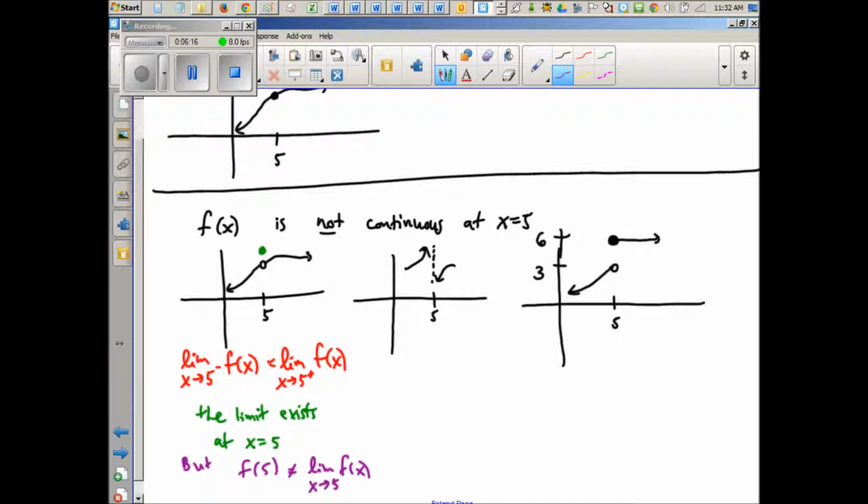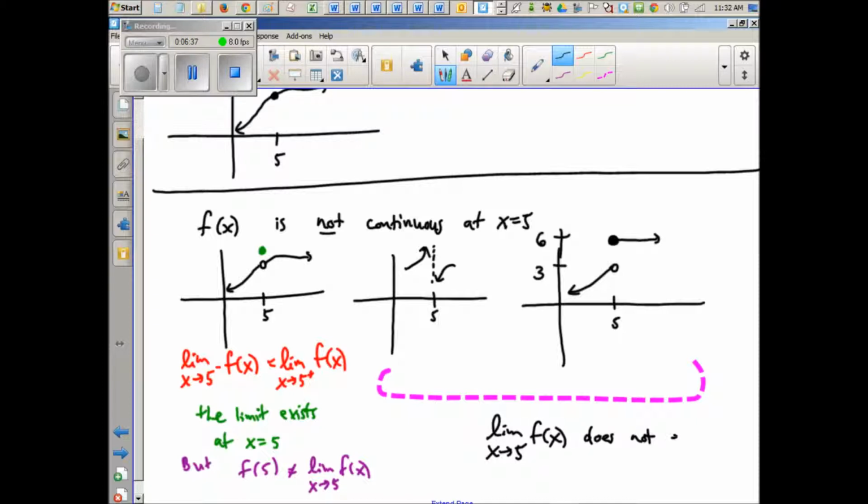Right? Now the other two are a little more broken. These two graphs both don't even have a limit. Right? The limit at 5 does not exist. So the limit as x goes to 5 of f of x does not exist. Why are both of these DNEs? That rhymes. Why are both of these DNEs? Why? What does it mean for a limit to not exist?